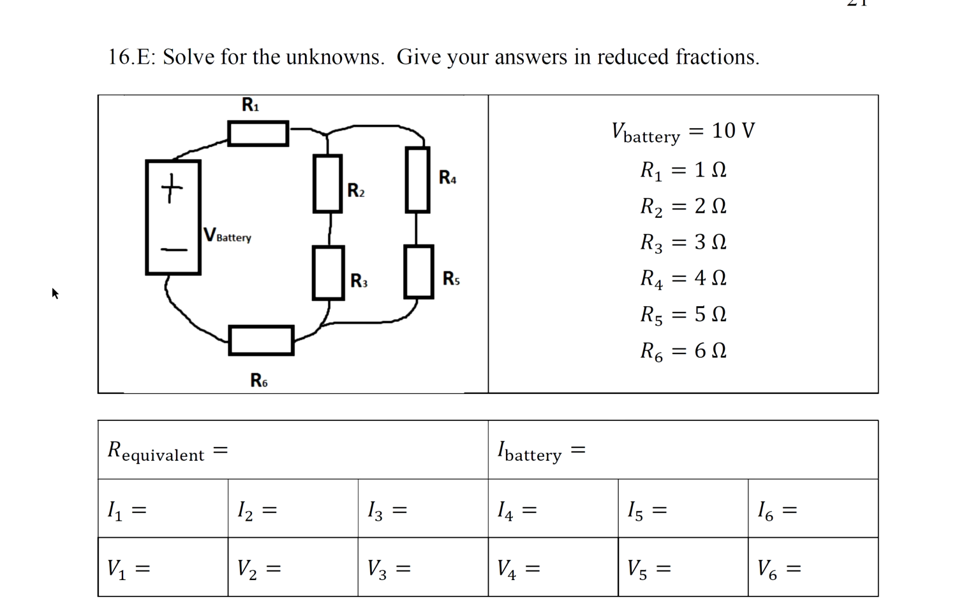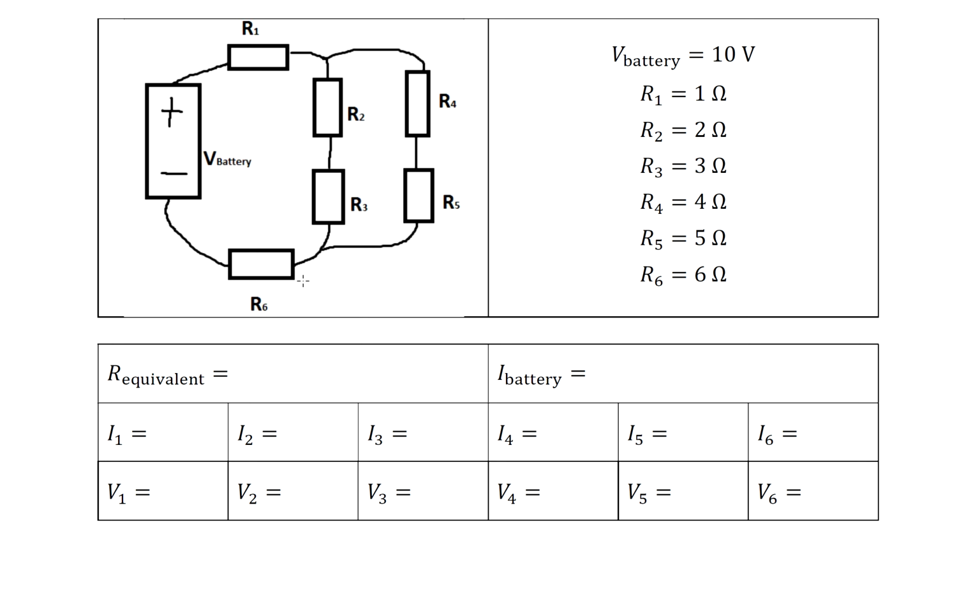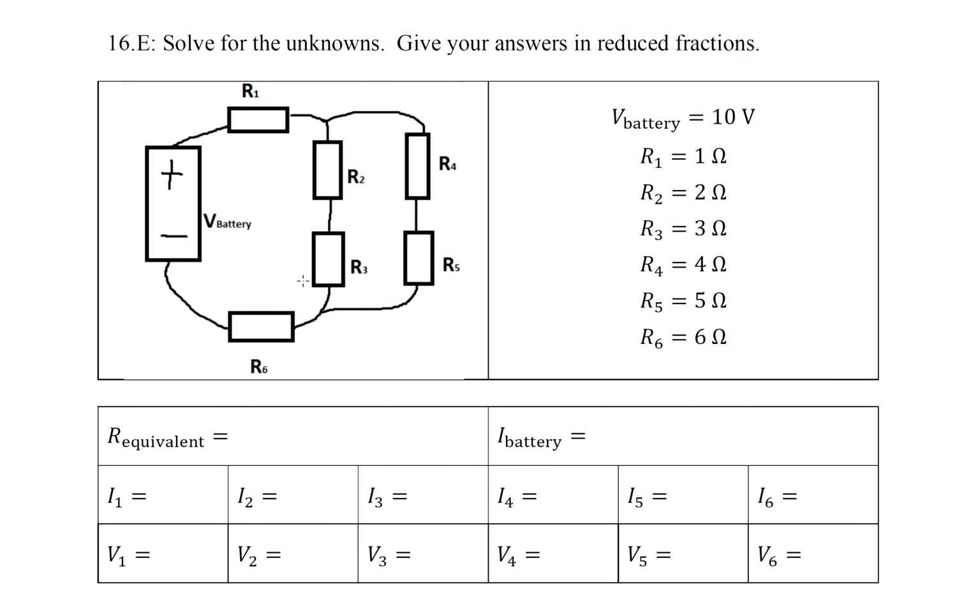Question 16, solve for the unknowns, give your answers in reduced fractions. So you know what we're going to do. We're going to simplify R2 and R3, then we're going to simplify R4 and R5, then we're going to simplify those in parallel, then we're going to simplify R1 with R2, 3, 4, 5, and R6 because they're in series. So I didn't do this problem for you, but you know how to do it because you've done the previous problems.